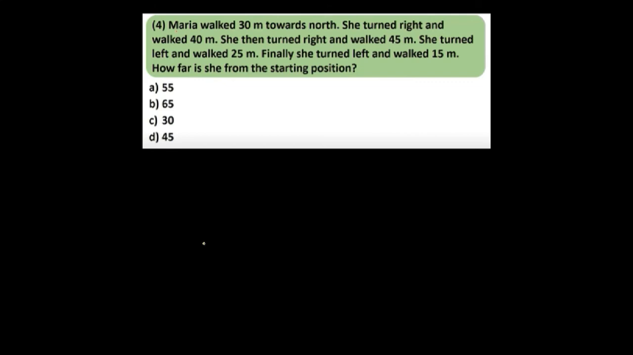Maria walked 30 meters towards the north. So this is the first line. So Maria walked for 30 meters. So this is 30. Then she turned right and walked for 40 meters. She then turned right again and walked for 45 meters. So she is turning right again and walking for 45 meters. So this distance is 45.